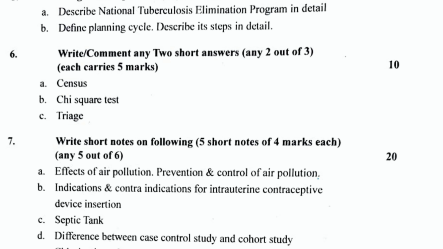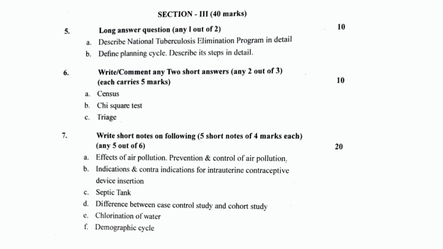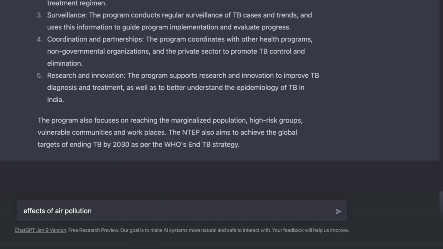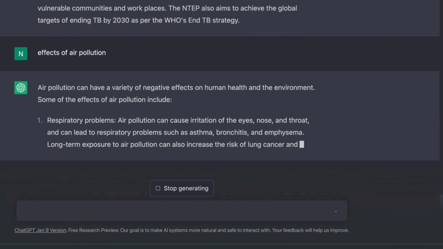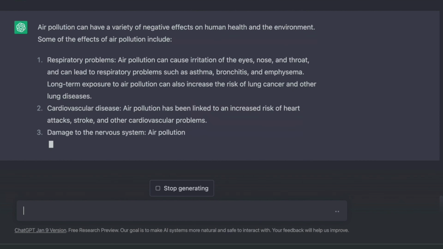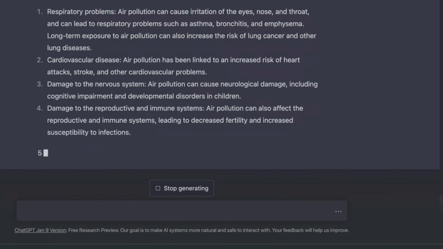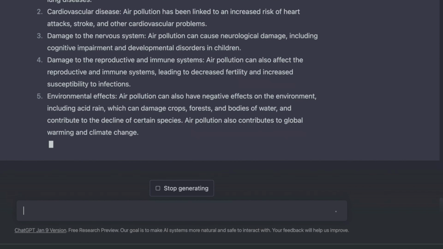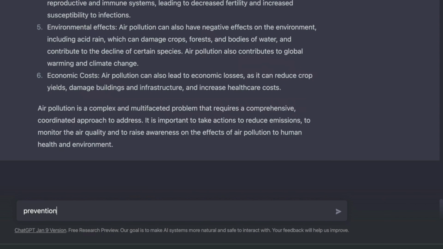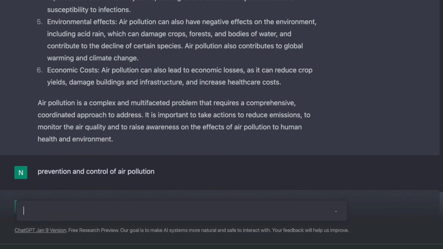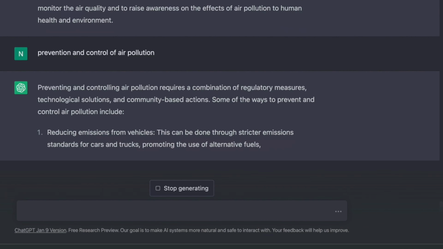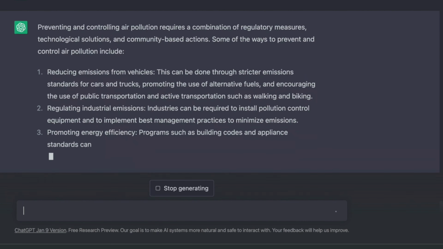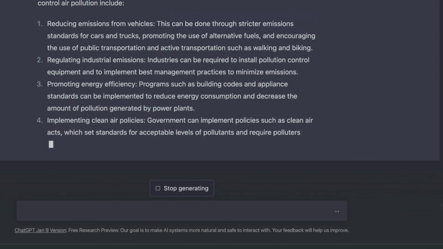Now let's check out whether it can solve a university question paper or not. Let's try effects of air pollution. Air pollution can have various effects on human health. Respiratory problems, cardiovascular disease, damage to the nervous system, damage to the reproductive and immune systems, environmental effects, economic cost, blah blah blah. And it can also write in brief steps of prevention and control of air pollution. So it is pretty good at solving the short questions asked in the university exams.